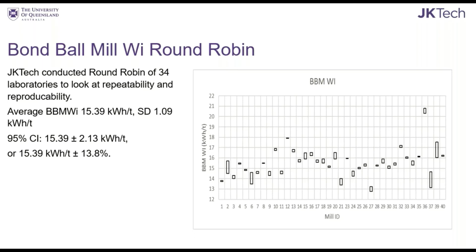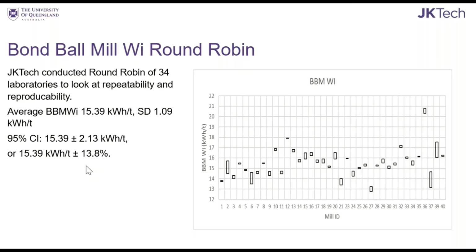There were 40 samples tested across, I think it was about 37 laboratories in total, which includes all the majors. But what we found was that the average Bond Ball Mill work index that came back from all the labs was 15.4 kilowatt hours per ton. But with a 95% confidence interval, that was a plus or minus 2.1 kilowatt hours per ton, or equivalent to 14%. That's a pretty big difference.